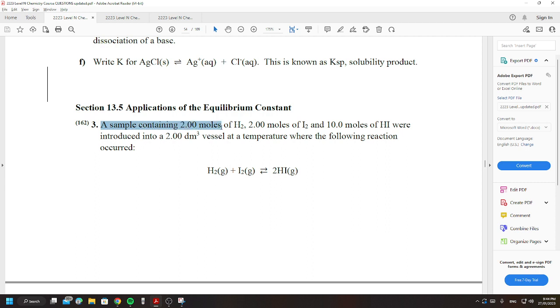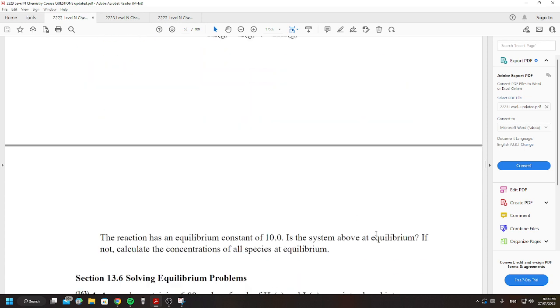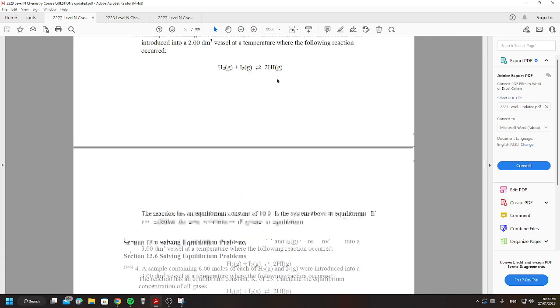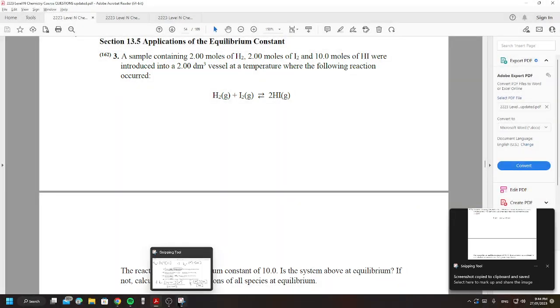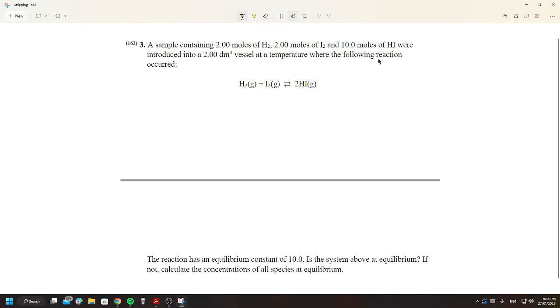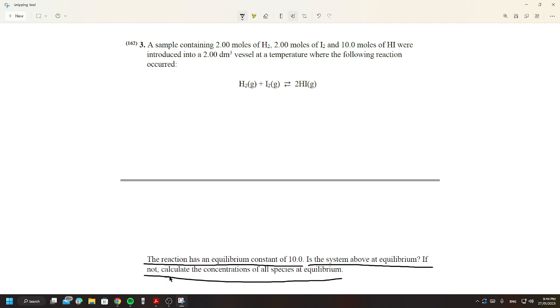Okay, so a sample containing 2 moles of H2, 2 moles of I2, and 10 moles of HI were introduced into a 2 decimeter cubed vessel at a temperature where the following reaction occurred. So what are they asking for us here? Calculate the concentration of all the species at equilibrium, and the reaction has an equilibrium constant of 10. Is the system above at equilibrium? If not, calculate the concentrations of all the species at equilibrium. So, first of all, we want to find the concentrations, right?